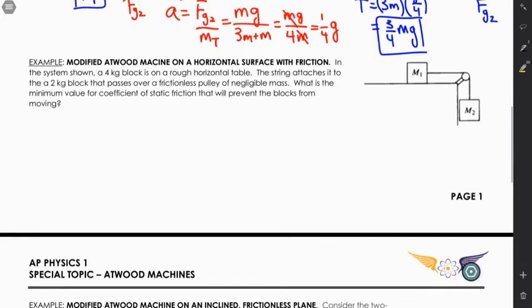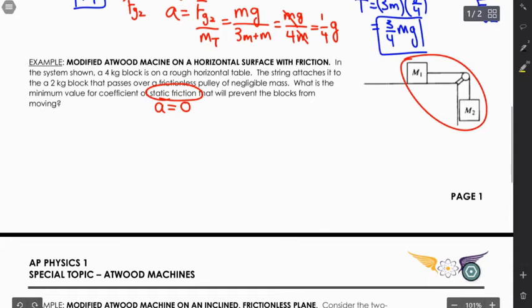All right, so what's my system going to be in this question? I've got 2 blocks: the 4 kilogram block on the surface, and a 2 kilogram block hanging. We're asked to find the minimum value of the coefficient of friction that will prevent the blocks from sliding. Anytime you see static friction, what's our acceleration? 0. Static means not moving at all. My system, M1, M2.